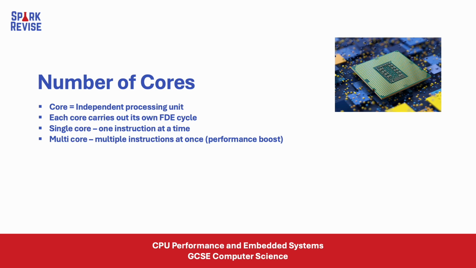Not to be confused with GPU cores, which is a topic for a different video. So, in summary, a higher clock speed, larger cache, and more cores generally lead to a faster and more efficient CPU.